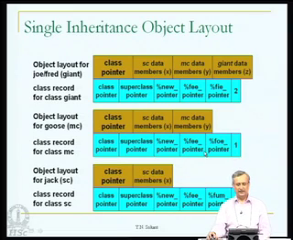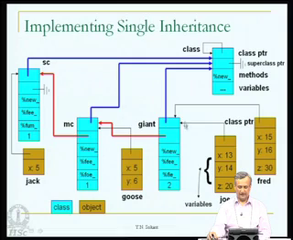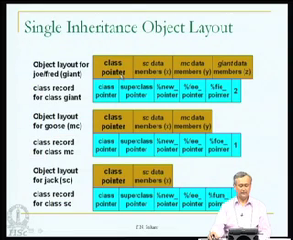How about the object layout under single inheritance? Remember this diagram. We have this class giant, which has a new phi and phi, and then the static, which is not necessary for objects. So, objects have x, y, z.